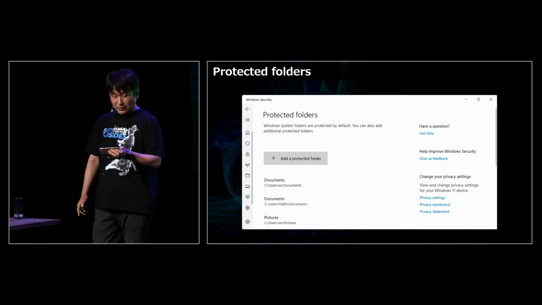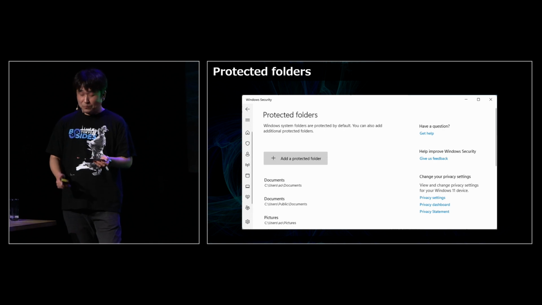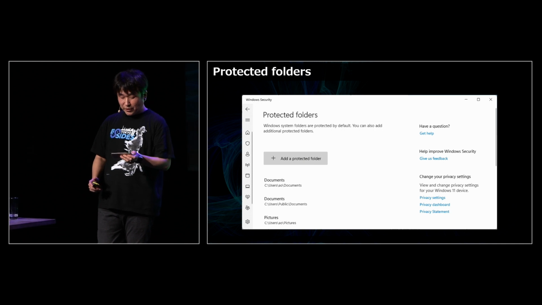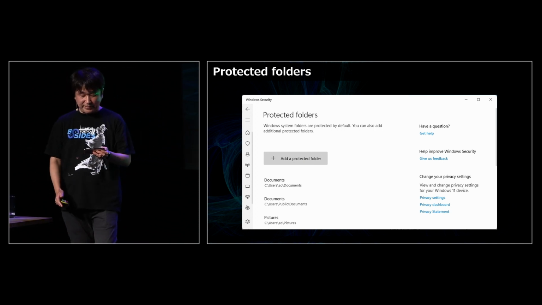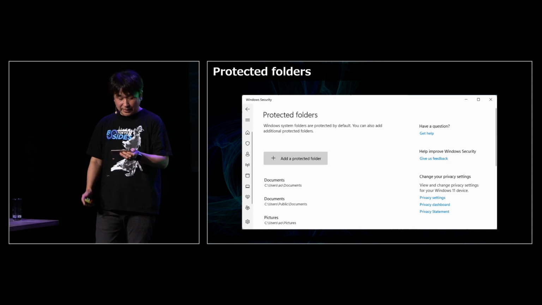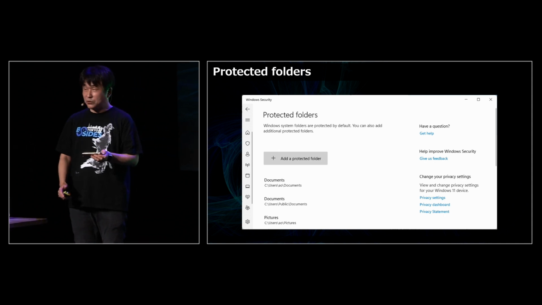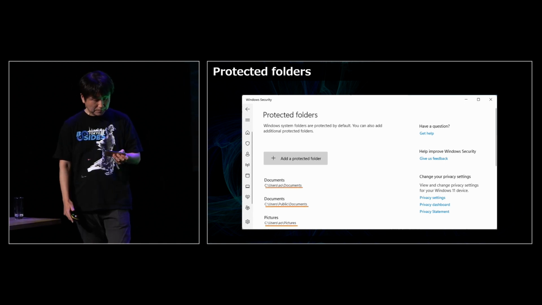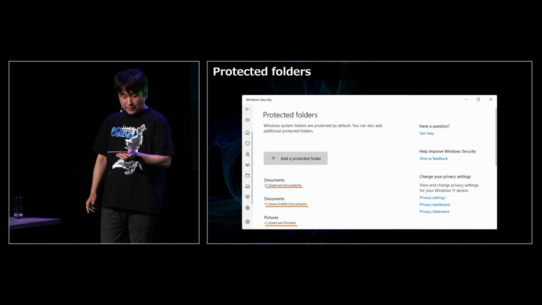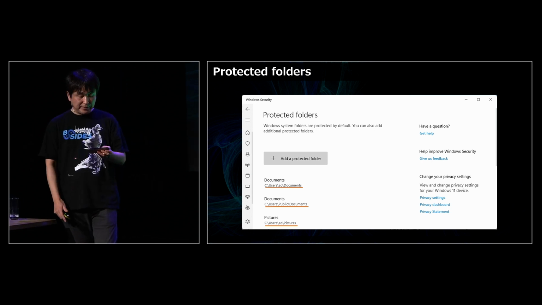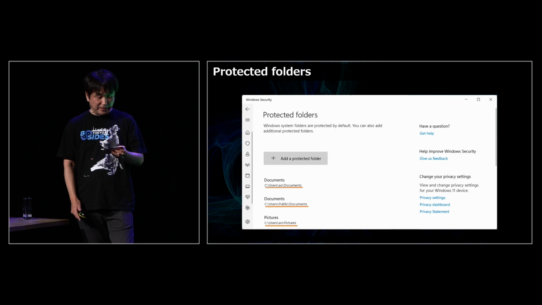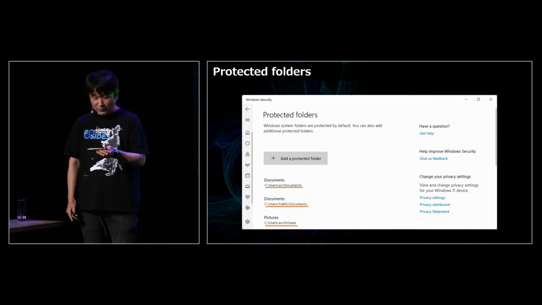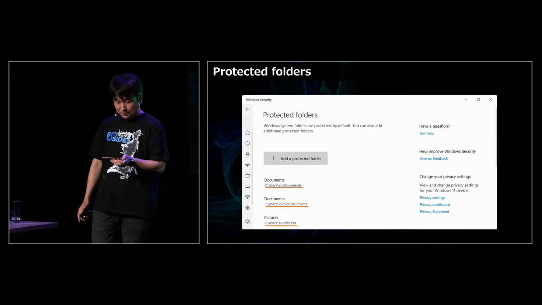Protected folders are folders that are protected by ransomware protection, and apps that you do not allow cannot access them. You can add folders that you want to protect. Note that default protected folders, such as Documents and Pictures, are already included, even if you do not specify them.